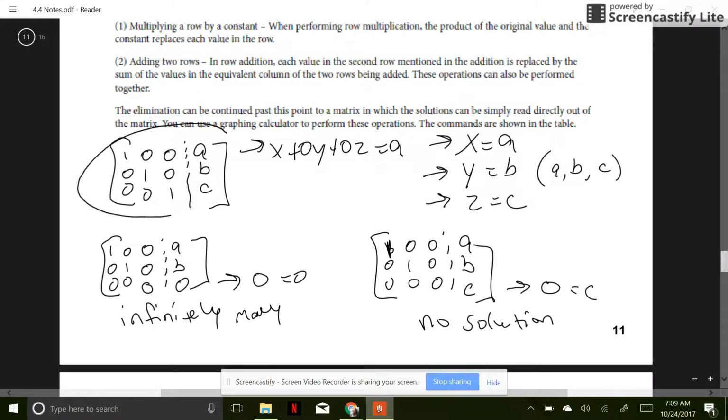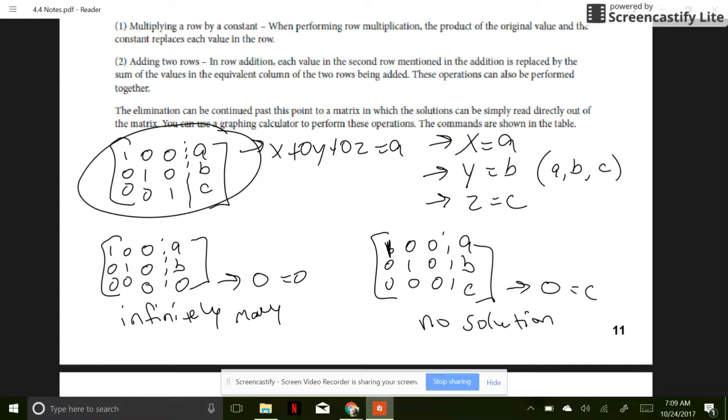So if you get 3 ones and 3 numbers, you've got one ordered triple solution. If you look at your last row and you get 0 equals 0, infinitely many. If you have 0 equals a number, that's when you're going to have no solution.